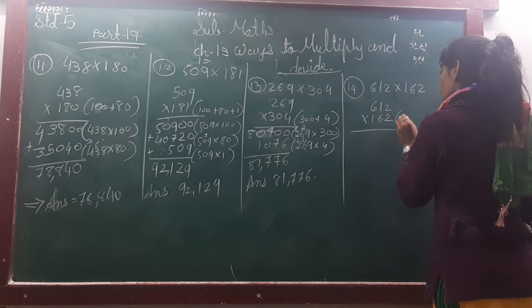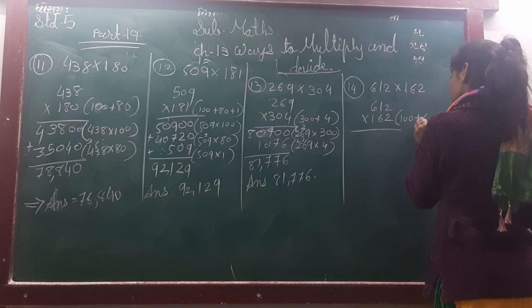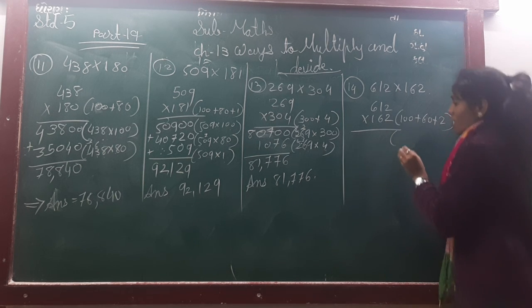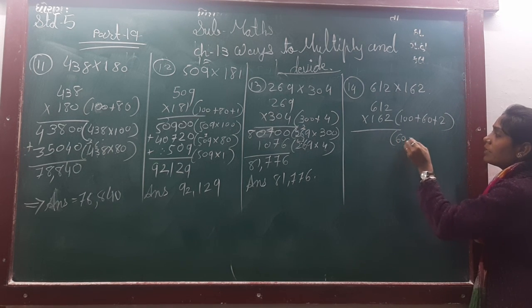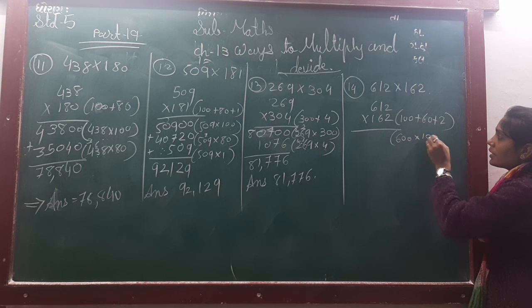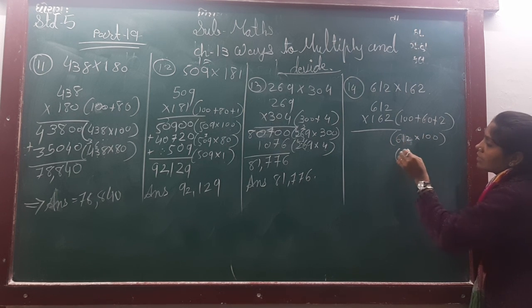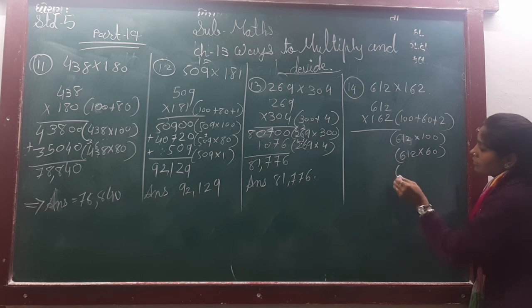612 multiplied 162. 100 plus 60 plus 2. 600 multiplied 100. 612 multiplied 60, 612 multiplied 2.